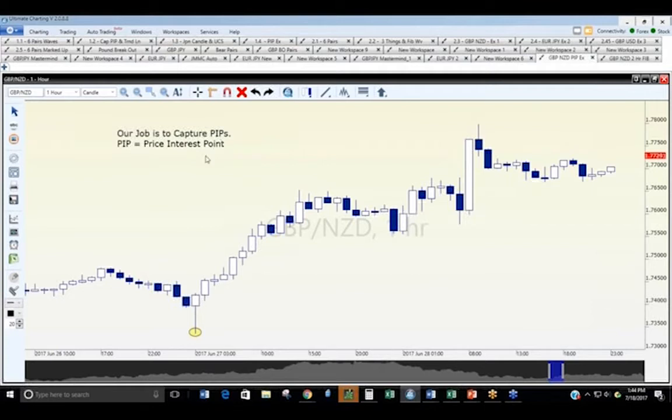What exactly is a pip? A pip is the lowest unit of measurement within the Forex market. You know, when you're trading stocks, you can buy 1 share or 100 shares, okay?